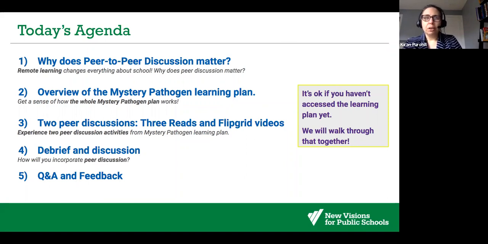One is going to be using a routine called 3 Reads, which is a literacy routine, and one is going to be using an app, which you can access on your phone if you have your phone with you, or you can access it on whatever device you're doing this call on. Or if you don't want to do or can't do either of those things, you can also just play along with us and watch how the rest of the group does it.